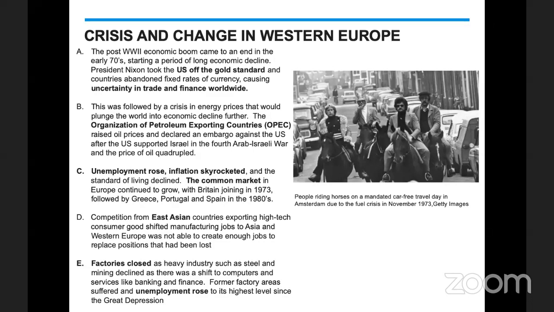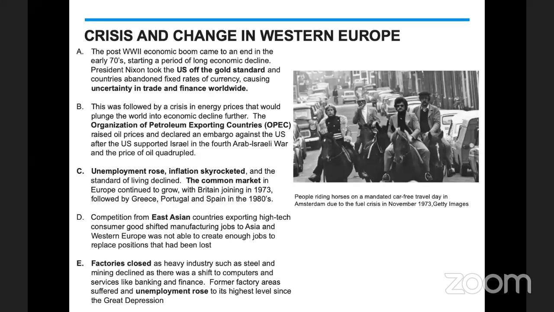And this confusion and chaos is compounded by an energy crisis and oil crisis. It's a complicated beginning that has to do with the Middle East and the Six-Day War, but it's furthered by OPEC, the Organization of Petroleum Exporting Countries, declaring an embargo against the US because the US supports Israel in the fourth Arab-Israeli war. And they raise oil prices, and there's scarcity and the price of oil quadruples, which of course has international effects. We're going to see unemployment rising. We're going to see inflation skyrocketing.